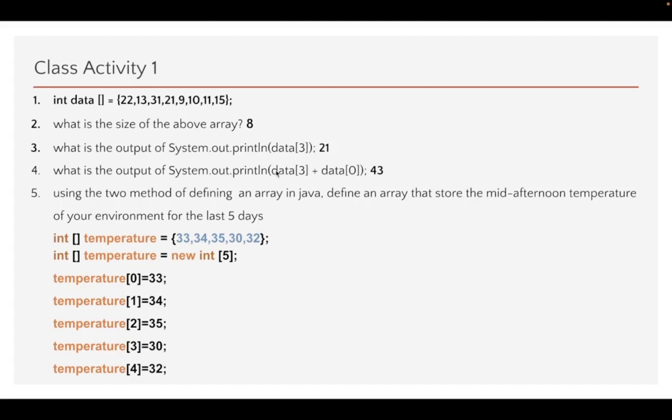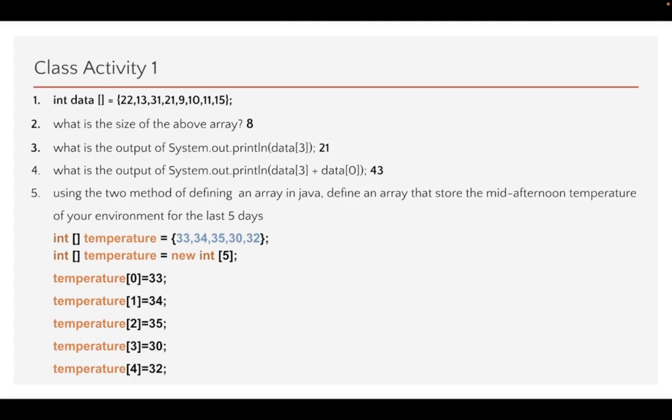The third question is, what is the output of data at index 3 plus data at index 0? We know data at index 3 to be 21, and the element at index 0 is 22. Summing up 21 and 22 gives us 43. The last question, using the two methods of defining an array in Java, asks us to define an array that stores the mid-afternoon temperature of our environment for the last 5 days. As far as my calculation is concerned, here I have int temperature equals 33, 34, 35, 30, and 32. This is my definition using the first way of defining an array.